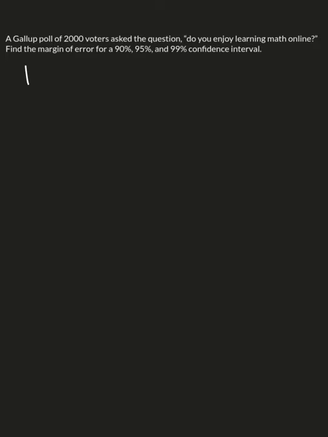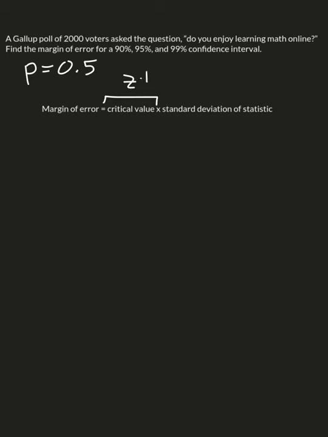In practice, pollsters often use a population proportion of p equals 0.5 to report the worst case margin of error. The margin of error is the critical value multiplied by the standard deviation of the statistic. We use z star to represent the critical value.